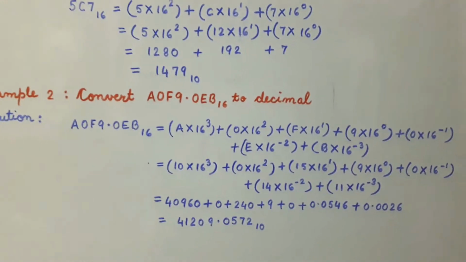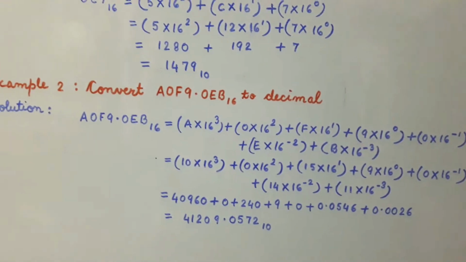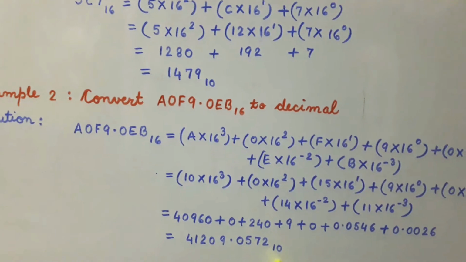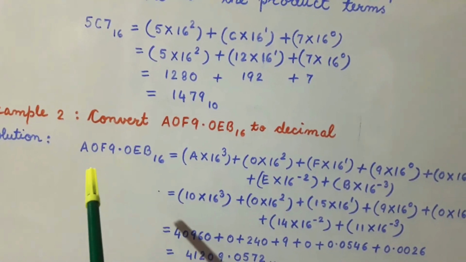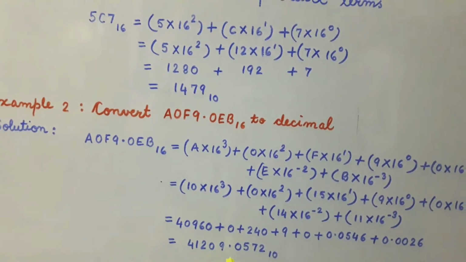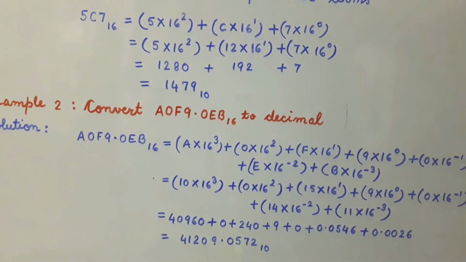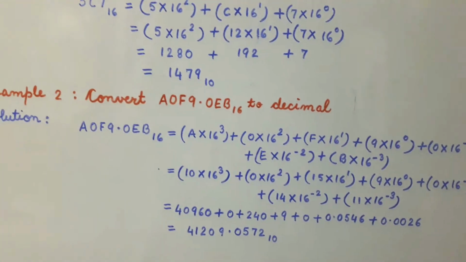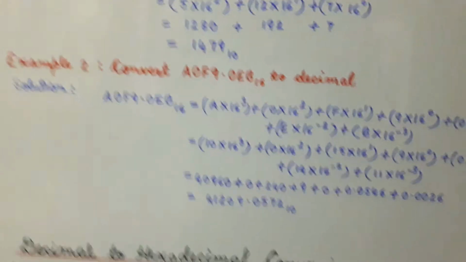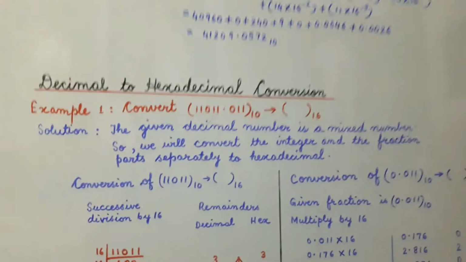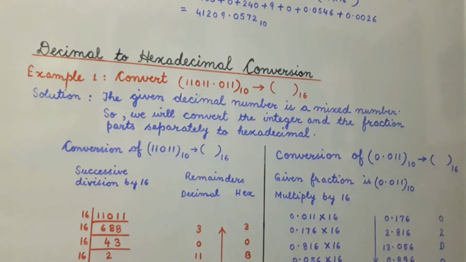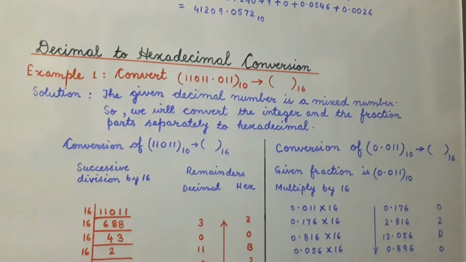If we solve this, we will get the answer in the decimal system. That is, A0F9.0EB in hexadecimal will be equal to 41209.0572 in the decimal number system. Now we will perform decimal to hexadecimal conversion. We will understand this with the help of an example.